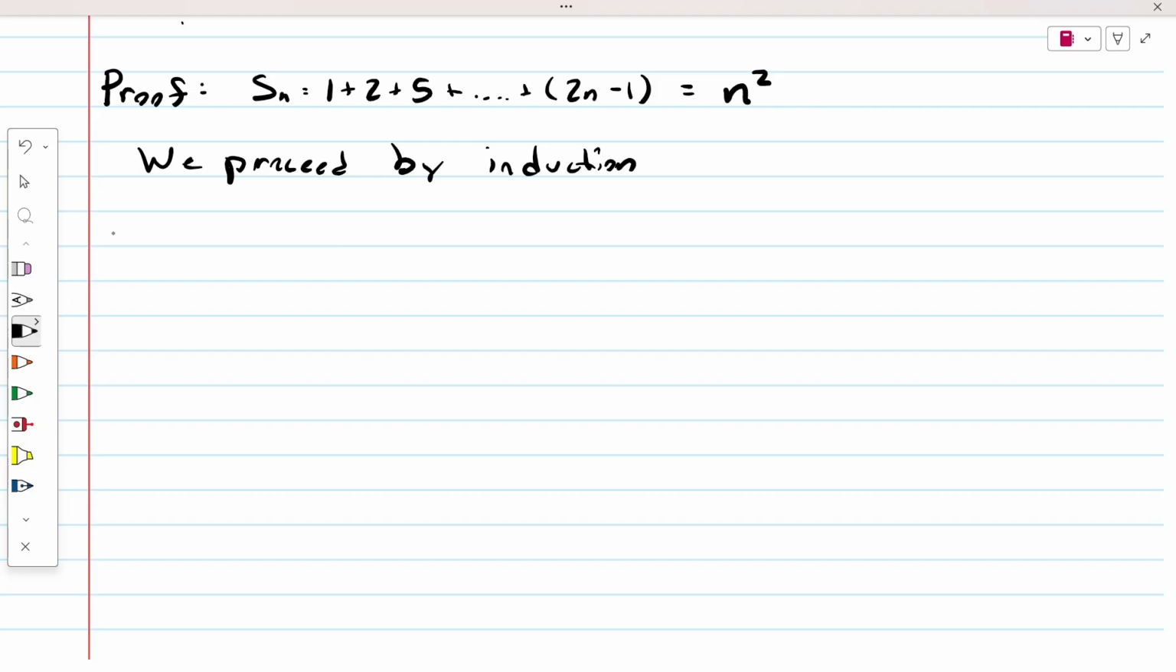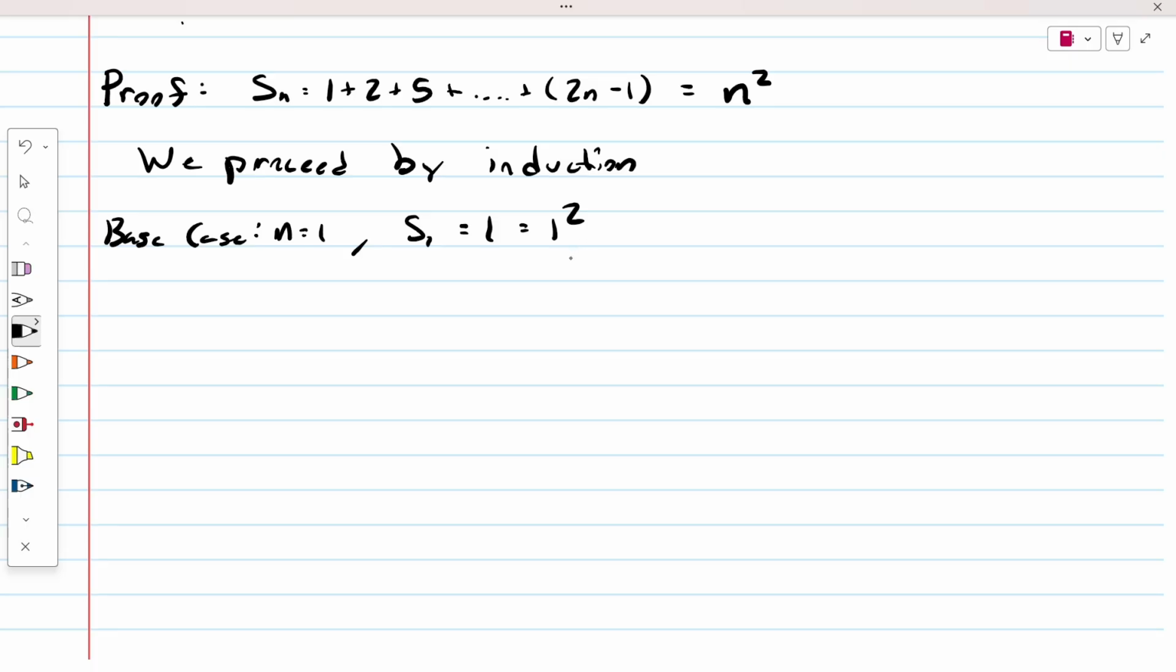So the first one is just the base case. So the base case in this case is we're starting with n equals 1. So we can just say we want to prove it for n equals 1. So since we're doing n equals 1, we can just say S1 is equal to 1, which is also equal to 1 squared. So we see that it works for the base case. And usually the base case is pretty simple to just show that it works.